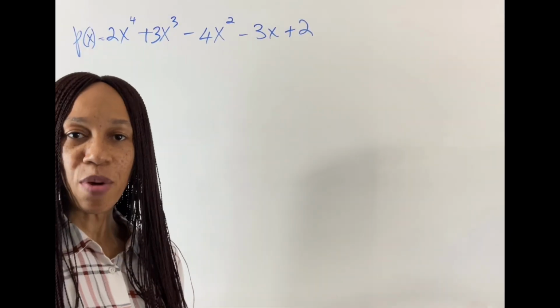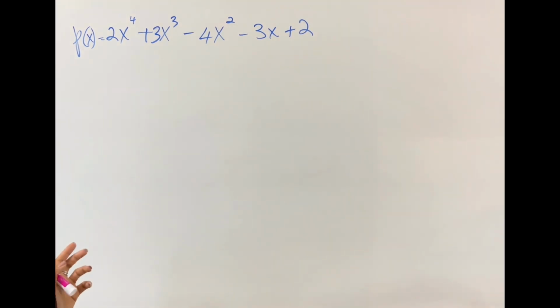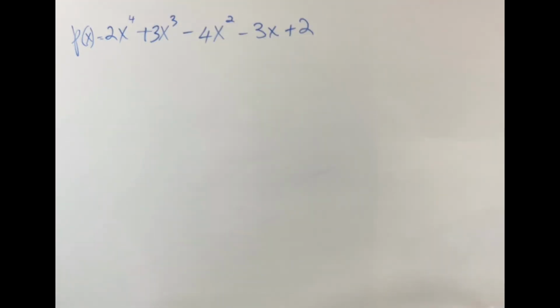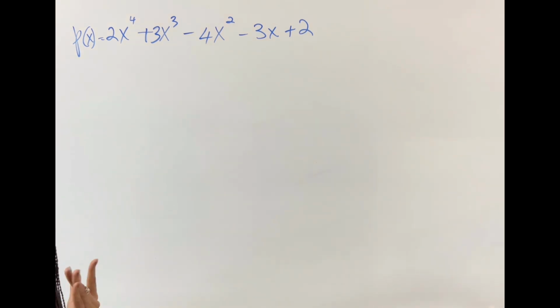So the next example that we're going to look at is P of x equals 2x to the 4th power plus 3x to the 3rd power minus 4x to the 2nd power minus 3x plus 2. By looking at the polynomial here, we can determine that we will end up with 4 zeros. We're going to test to see how many of these zeros are going to be positive and how many are going to be negative, and if there are also going to be any possible complex numbers.